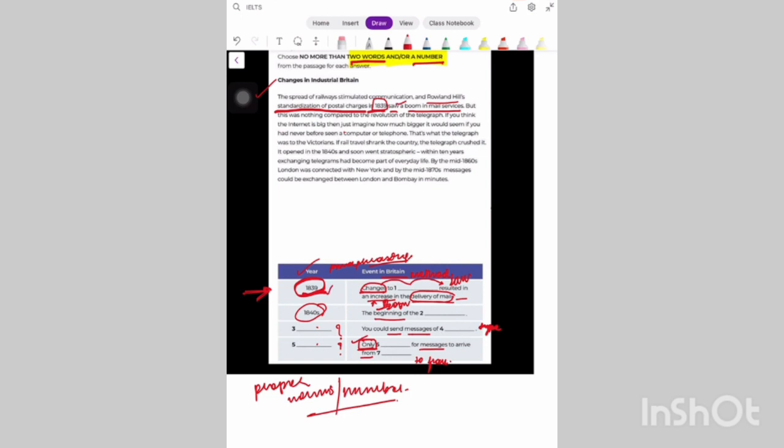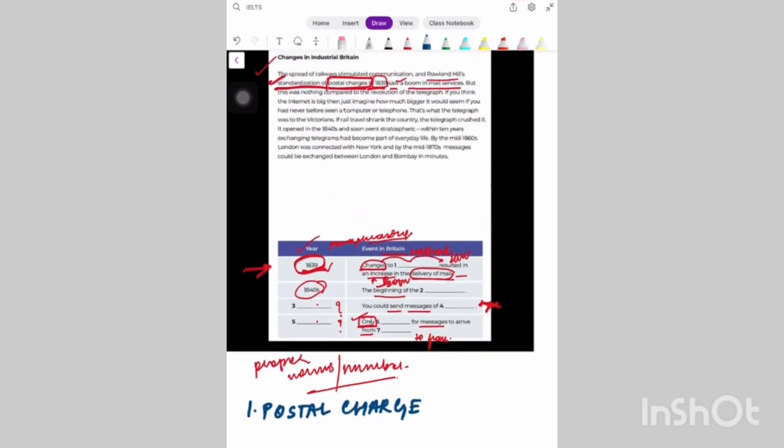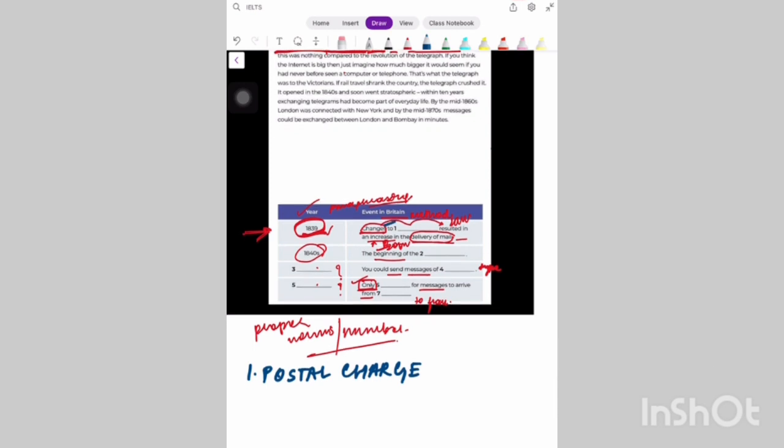1839 is already mentioned. Now what was it that was changed? Standardization, in a way they have written that there were some changes made. The change was the standardization of what? Our word limit is two words. Of postal charges. So my answer, I'll write here in capital letters, is POSTAL CHARGES, because I don't want to risk losing my marks. Now if I write postal charge, would it be correct? No, because the word here says charges, in plural, so it's postal charges.